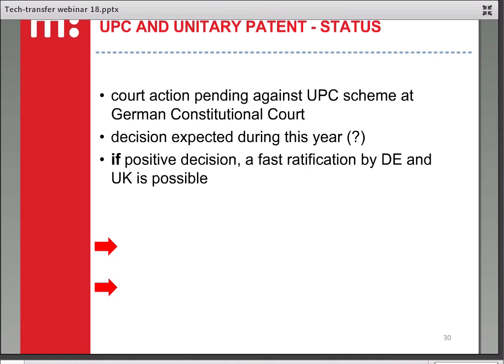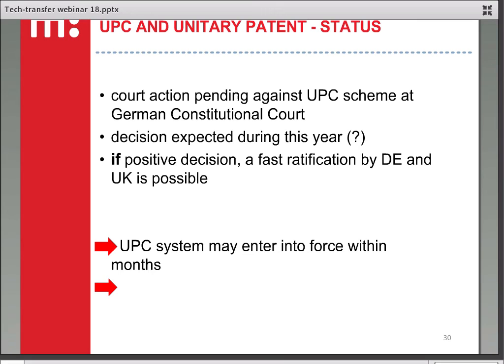And you know, this slide is already outdated because the United Kingdom ratified yesterday. So at the moment, the eyes are on Germany and whether the German Constitutional Court decides in favor or against the Unitary Patent system. If it is in favor, the system will enter into force within months. However, we don't know what will be the effect of Brexit. Some people say the UK cannot stay within the agreement. Some say it can stay in the agreement. We'll have to wait and see.